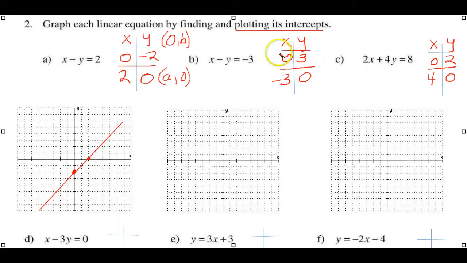All right, let's plot this next one. 0, 3. So 0, 3. -3, 0. Line tool. There's the graph. And there's your y-intercept. There's your x-intercept. Now for this one, 0, 2. And then 4, 0. And your line.